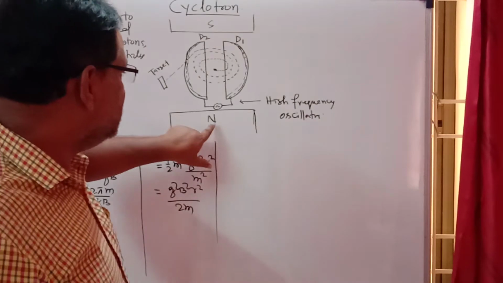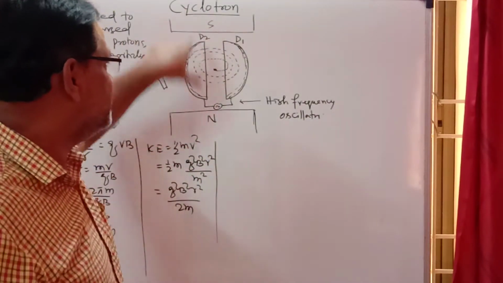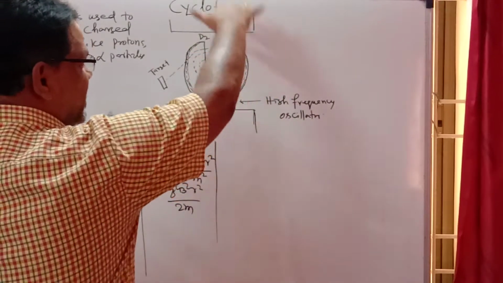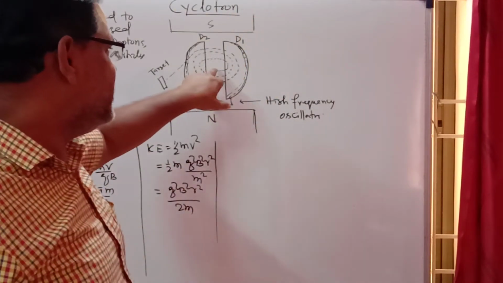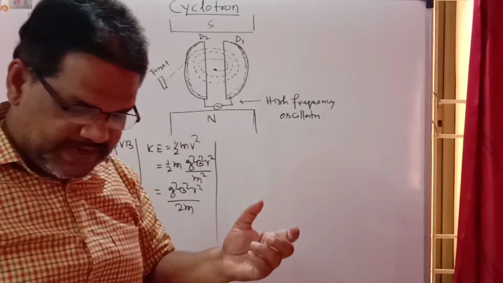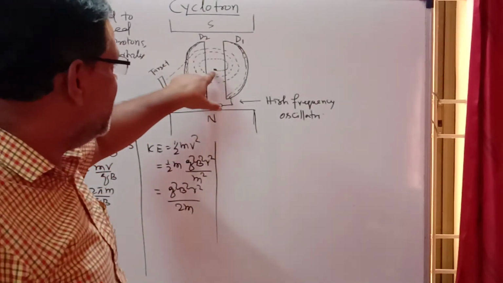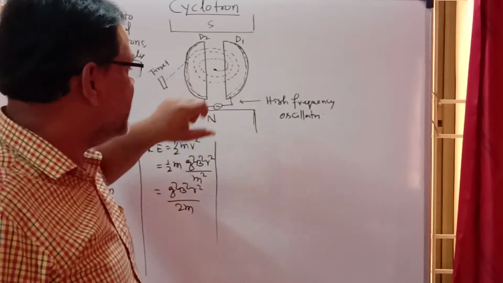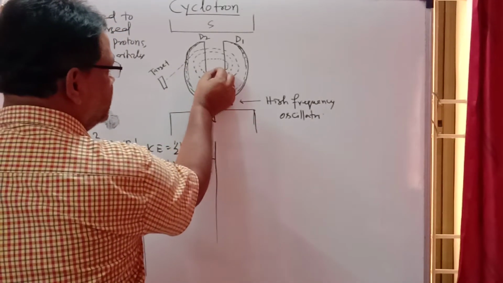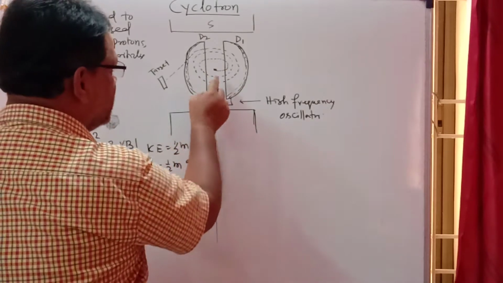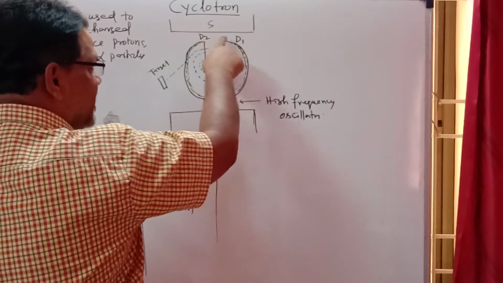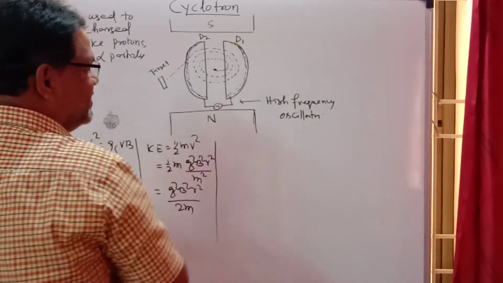The north and south poles provide the magnetic field. In between the gap, the charged particle is produced. Suppose a positive charged particle is produced in between the cyclotron. One by one, charged particles will be coming out. In this case, suppose D2 is positive and D1 is negative.